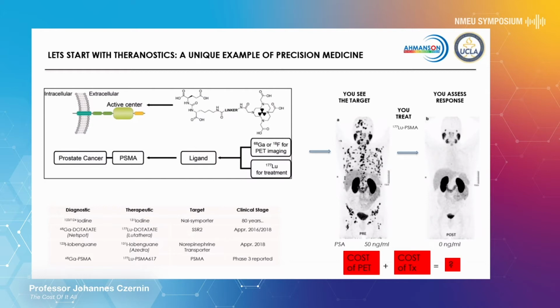This is a very simplified diagram that illustrates the concept. You have a target, you have a ligand that can be labeled with a diagnostic or a therapeutic isotope, and you then obtain first images to see the target. And then if the target is expressed, as shown here, then you treat the target with, for instance, 177 lutetium PSMA. And then after treatment, you see all these black spots disappear. The treatment was successful. The question is, of course, how much does the imaging cost? How much does the therapy cost? And is the combination of these two really a fair assessment of overall healthcare impact?